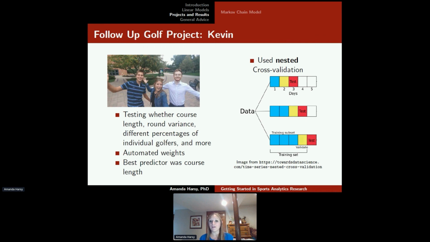In particular, he found that the best predictor for the model was if you incorporated some type of course length. He also used a different type of cross-validation, a nested one, where as you add more data, you can keep splitting your data set into the test, the train, and the cross-validation.